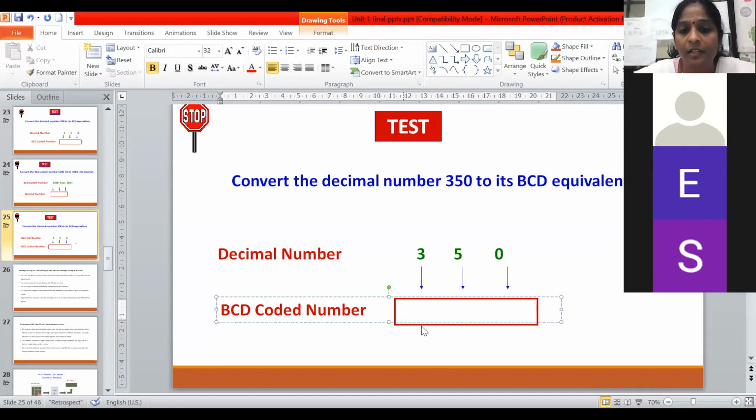What is the BCD for 3? 0 0 1 1. Okay, very correct. What is the BCD for 5? 0 1 0 1. Very correct. Very good. What about 0? 0 0 0 0. Very good. Snehal, mute yourself. Hope all of you understand this BCD.